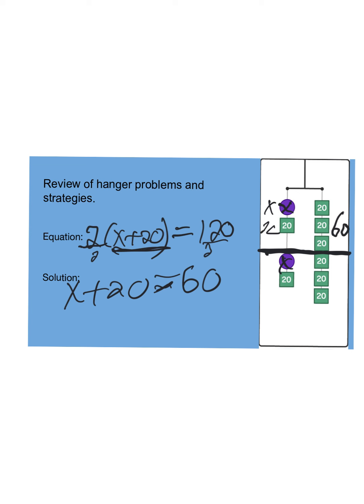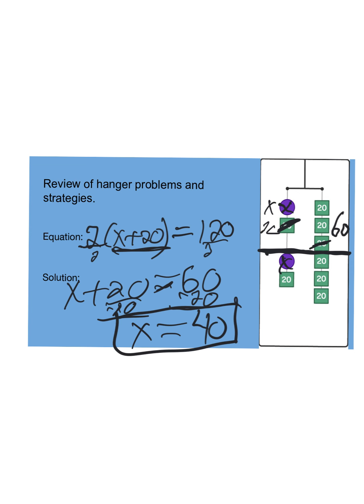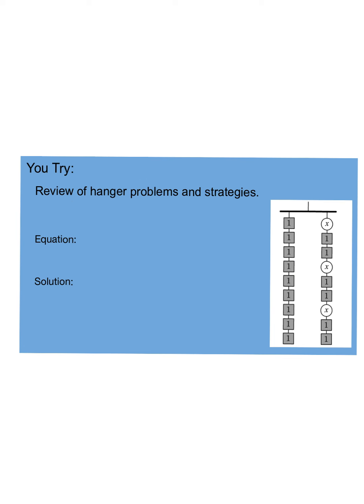How do I get rid of that 20? I'm going to cross it off. So I'm going to cross that 20 off. And when I cross that 20 off, it's like subtracting it. I get x equals 60 minus 20 is 40. And if you want, you can see it right here. 20 plus 20, that's 40. So x equals 40. All right, I want you to try. So hit pause. You try this one and see if you got the same answer as I did.